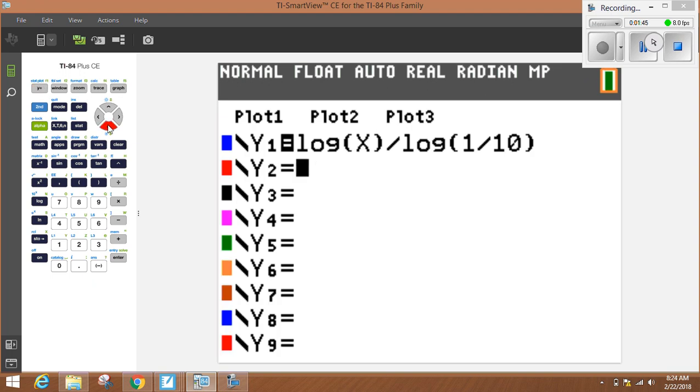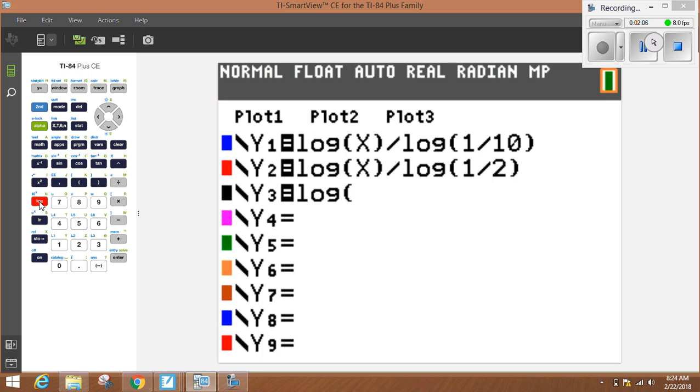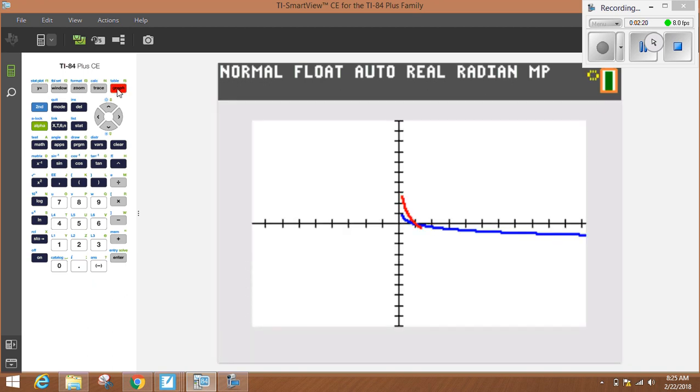Alright, the other one was log base 1/2 of x, so we're gonna go log base 10 of x divided by log base 10 of 1/2. And then I'm just going to keep going because we have the log base 1/5 of x. So I'll go log base 10 of x again, divided by log base 10, and we hit graph. And whoa, what's going on?